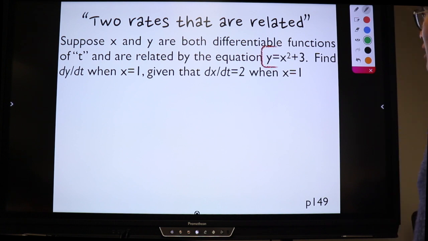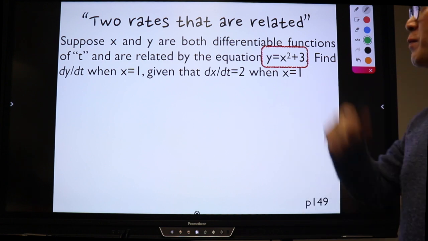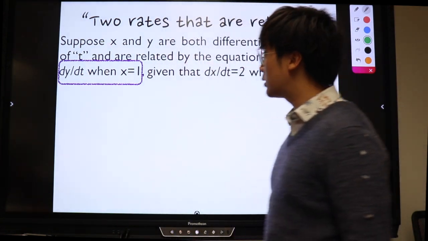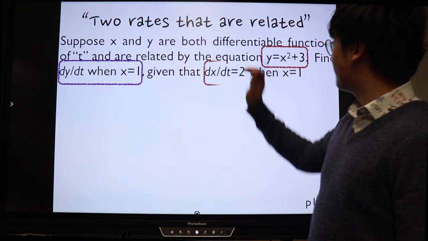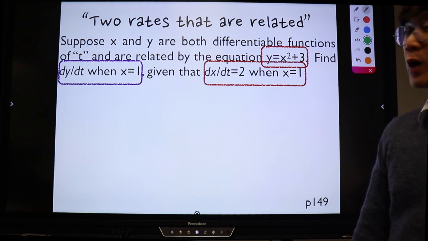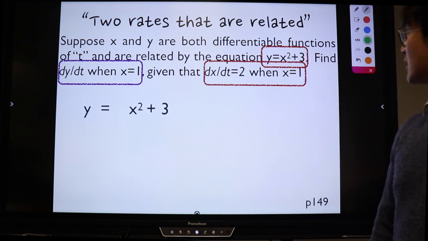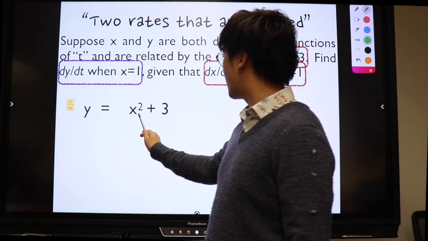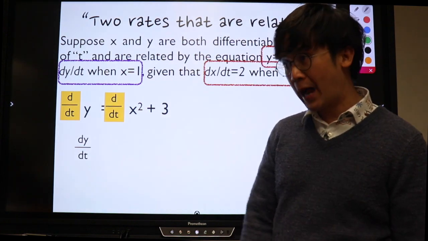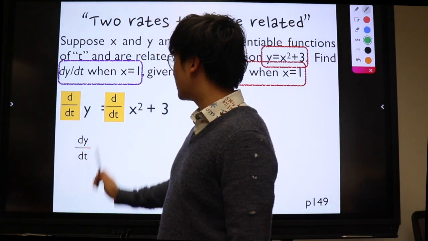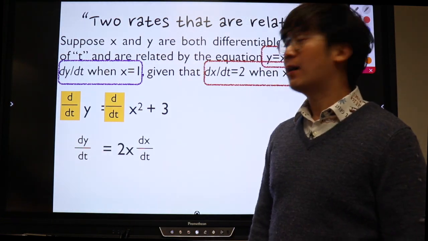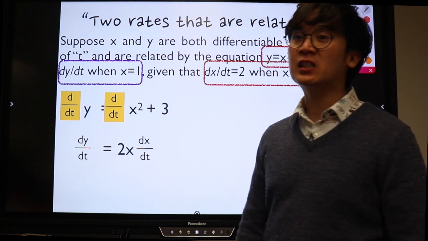First, we need to figure out the function that is given, which is y equals x squared plus 3. The information that would help us find what we're looking for, which is dy dt when x is equal to 1. The given information is that we have dx over dt, and of course x is equal to 1. And by using the function y equals x squared plus 3, we're going to find the derivative of this with respect to time. And by doing so, this will turn into dy over dt, or 1 times dy over dt. This will turn into 2x dx over dt, and the derivative of a constant is just 0.